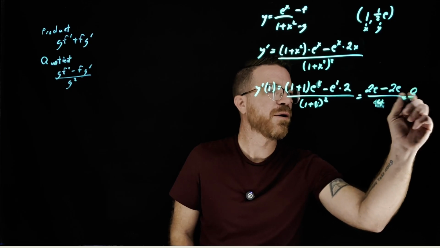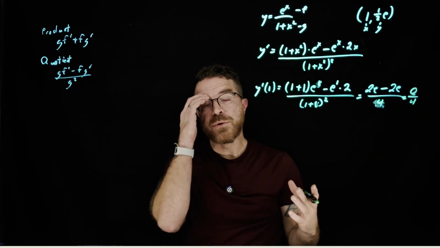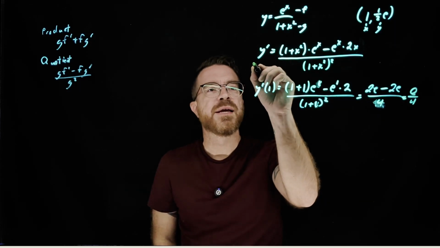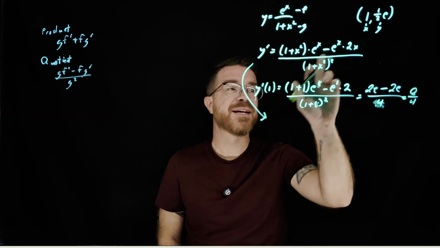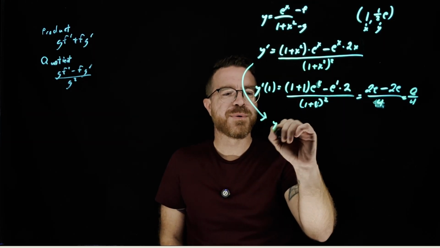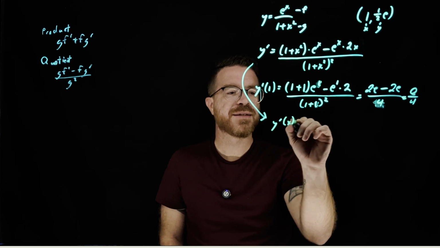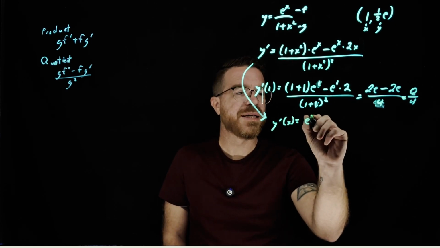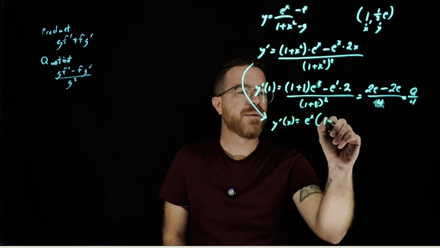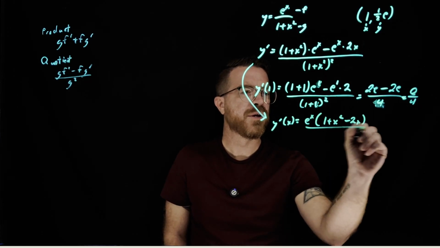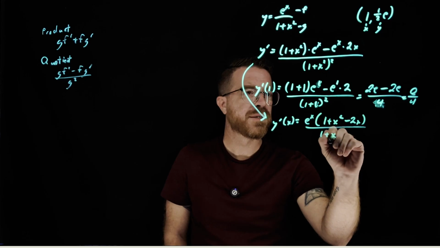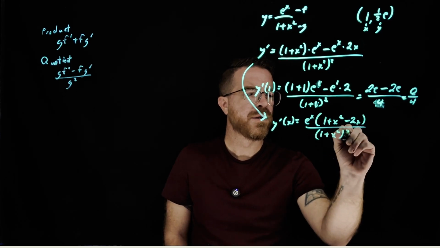So we get 0 over 4. The other way you could do it, going back to this, is whenever we found this, we actually could pull an e out, right? This has an e to the x, this has an e to the x. So we would have that y prime of x is equal to e to the x, 1 plus x squared minus 2x over 1 plus x squared squared.